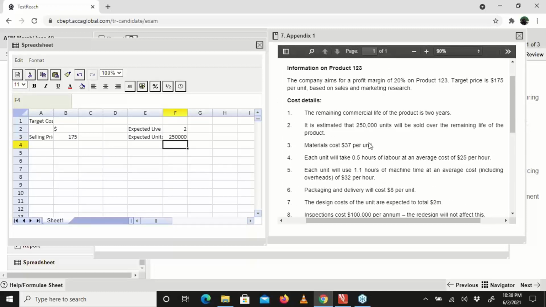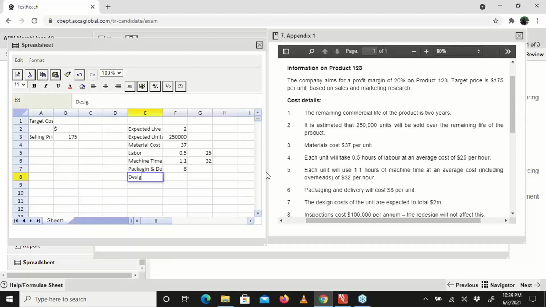It says material cost is 37 per unit. Each unit will take 0.5 hours of labor at an average rate of 25. So the labor is 0.5 hours at the rate of 25. Then each unit will use 1.1 machine hours at an average cost, including overheads, of 32. Machine time is 1.1 hours at the rate of 32 per hour. The packaging and delivery cost is 8 per unit.